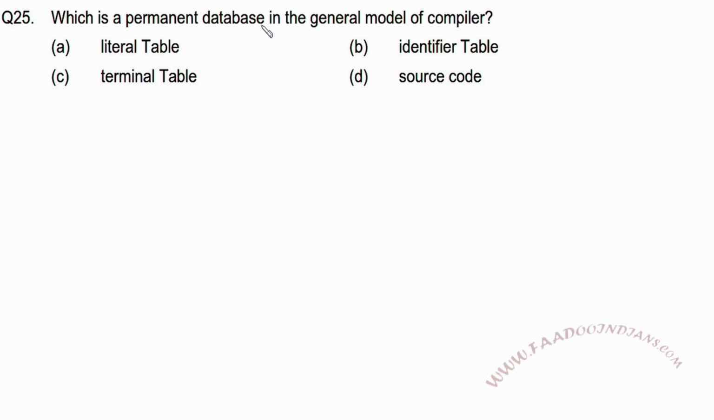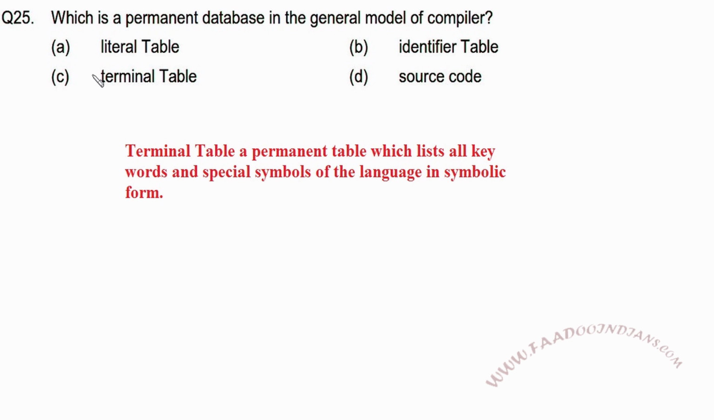25. Which is a permanent database in the general mode of compiler? So terminal table is the answer. A terminal table is a permanent table which lists all keywords and special symbols of a language in symbolic form.